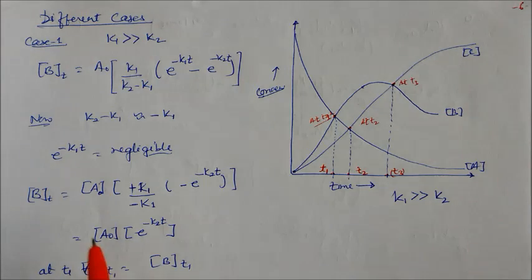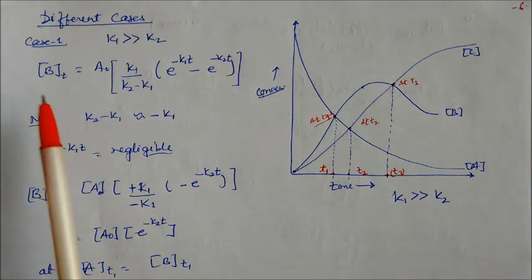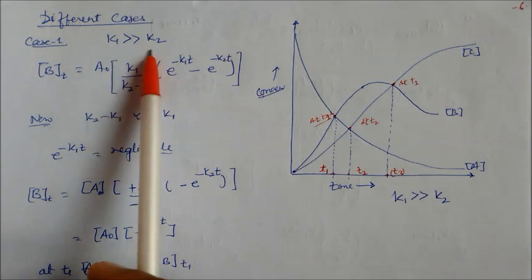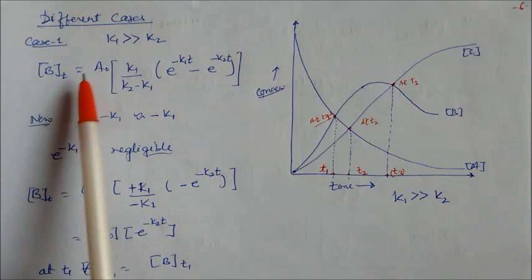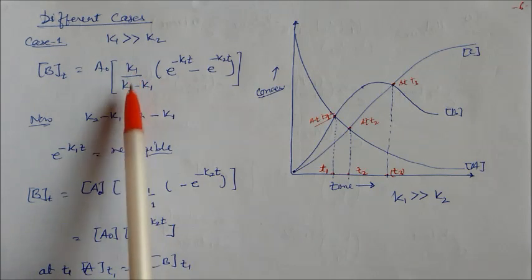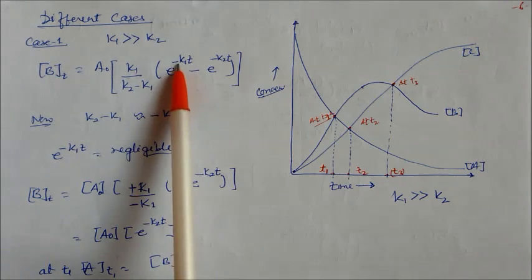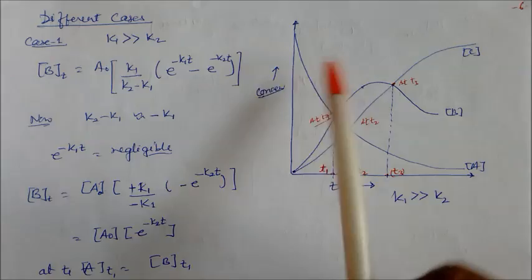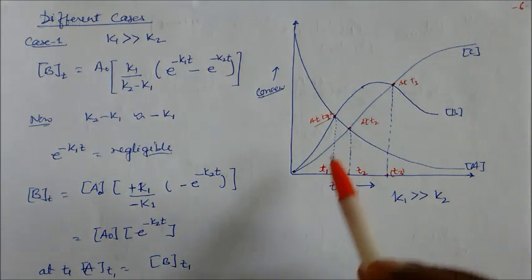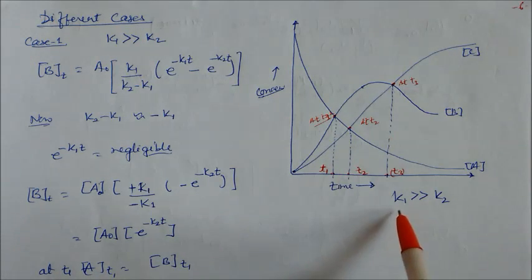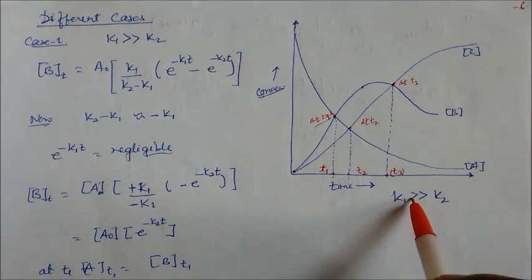Now we'll see the different cases of b maximum value. Case 1, when k1 is greater than k2. So b at any time is a naught multiplied by k1 by k2 minus k1, into e to the power minus k1 into t minus e to the power minus k2 into t. We already calculated this. The diagram is also given here. So there are 3 times, t1, t2 and t3, when k1 is greater than k2.